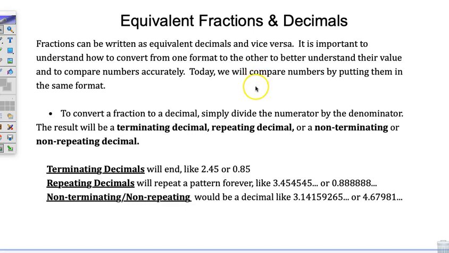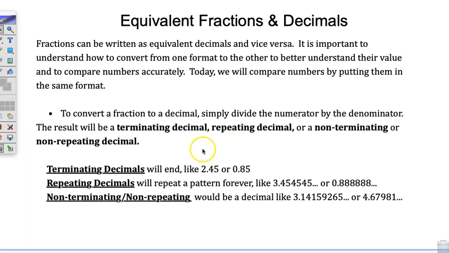Today's lesson is on equivalent fractions and decimals. Fractions can be written as equivalent decimals and vice versa. It's important to understand how to convert from one format to the other to better understand their value and to compare numbers accurately. Today we will compare numbers by putting them in the same format.